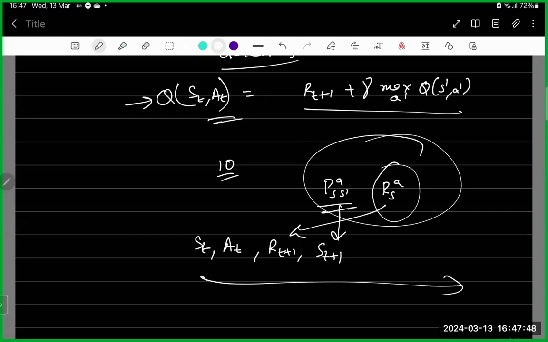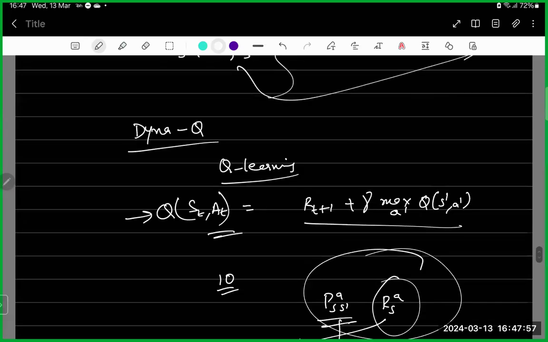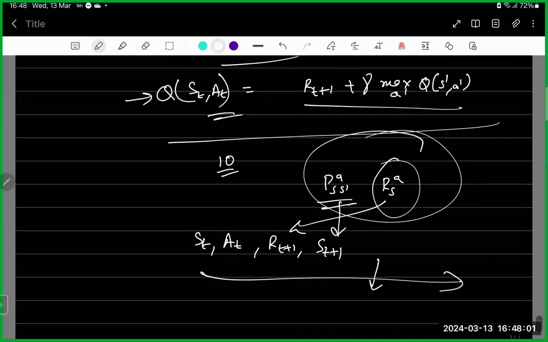So based on that simulated episode also, you can update your Q. You just think of it as if you are actually interacting with the environment and keep updating your Q function. So for every one actual interaction with the environment, you update your Q based on the actual interaction once, and maybe you can simulate some 10 more steps based on your estimated parameters.